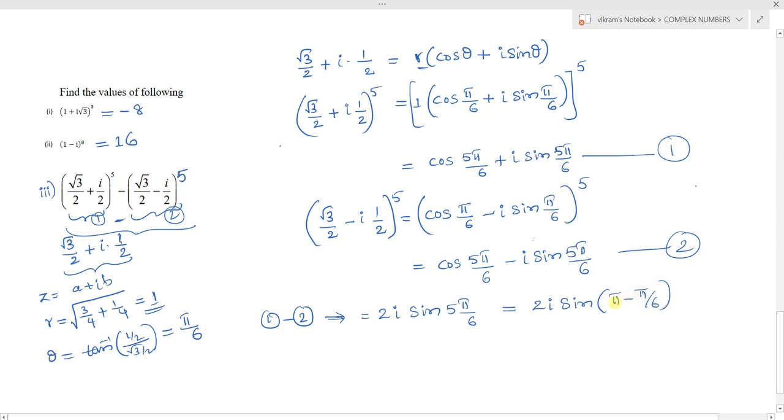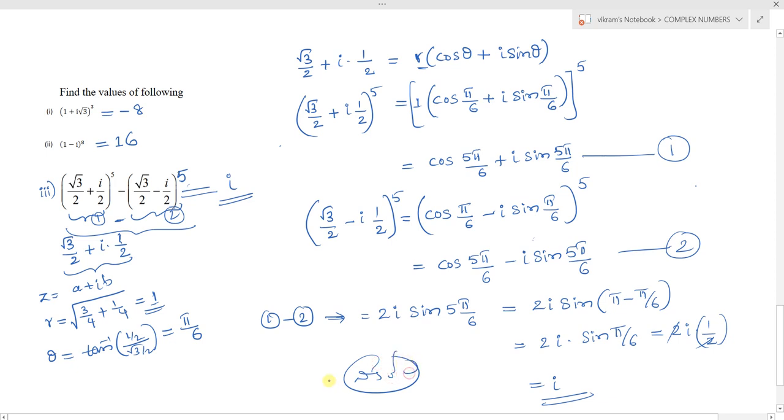In the second quadrant sine is positive, and since it is an even multiple of 90 the function stays the same, so we can write this as 2i times sine pi by 6 only. Sine pi by 6 means sine 30, which equals 1 by 2. Then the 2 and 2 will cancel out. The resultant of the question is 1 times i, simply iota.